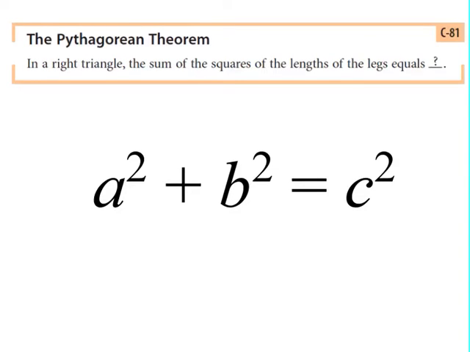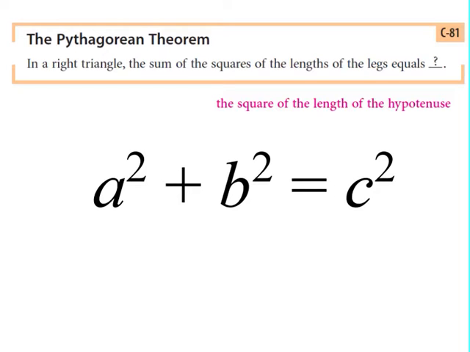So the Pythagorean theorem states that in a right triangle, the sum of the squares of the lengths of the legs equals the square of the length of the hypotenuse. In other words, what the Pythagorean theorem states is exactly what I have written here in big print: A squared plus B squared equals C squared.